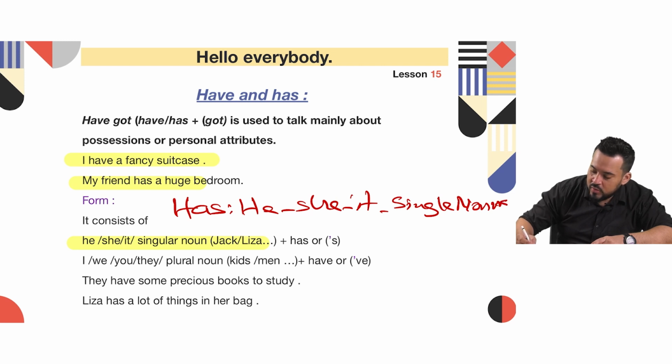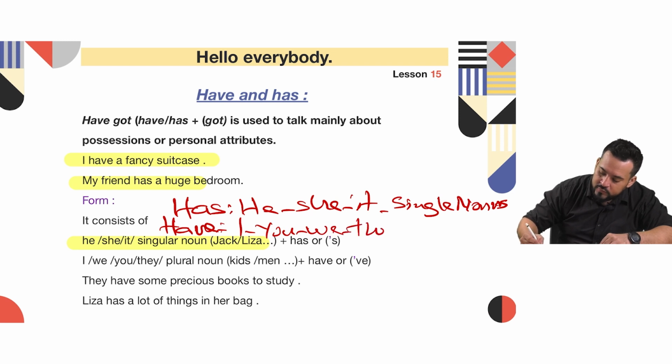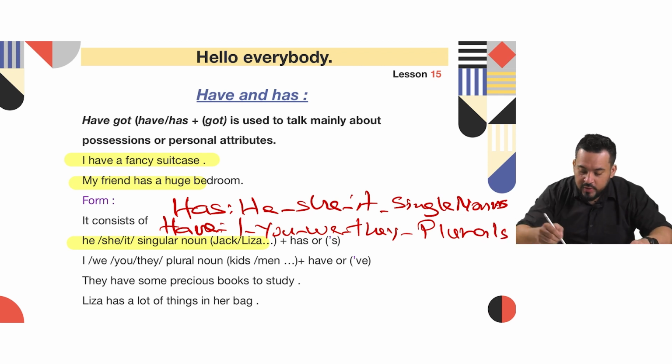And have is used with the others. I, you, we, they, and plurals. Okay, so you must remember this too. Has is with single, or he, she, it. Have with plurals, and I, you, we, they, plural nouns. Okay.